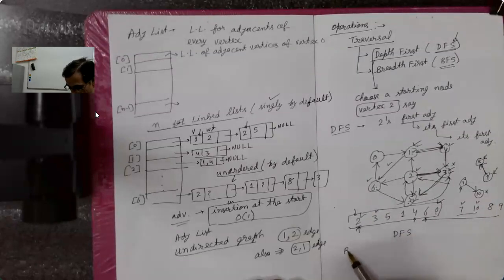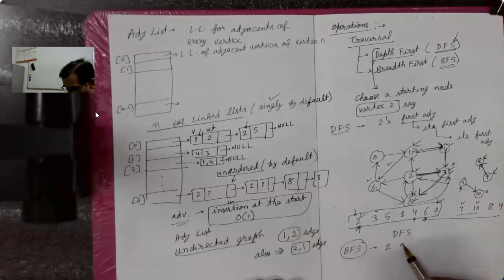On the other hand, BFS means, say, from 2, all adjacents of 2, and then all of them to be traversed further.